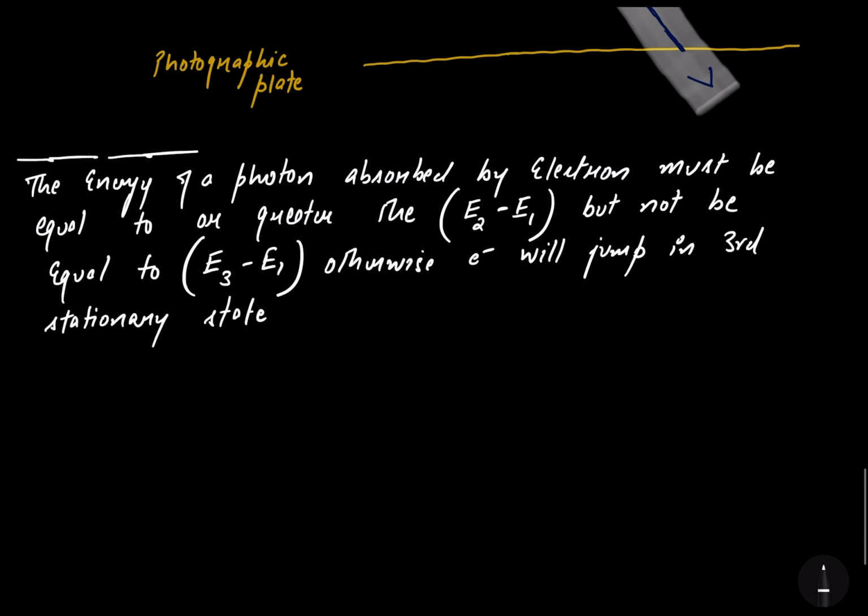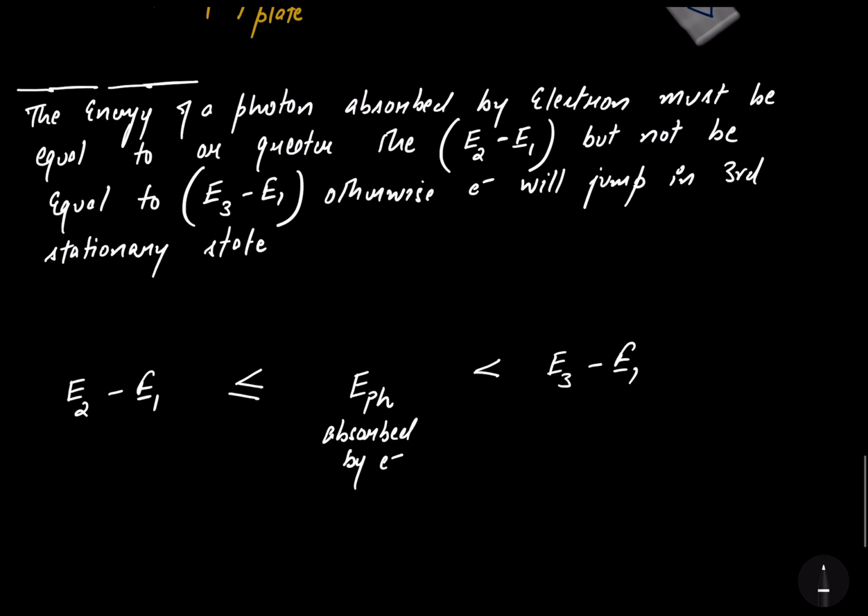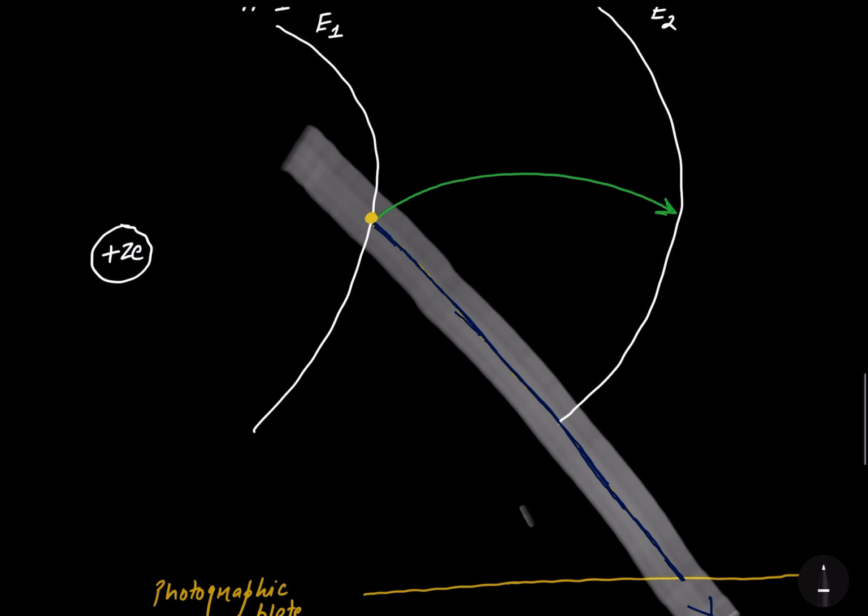So what I'm trying to say is that the photon absorbed by the electron must have energy greater than or equal to the energy difference between the second stationary state and the first stationary state, but not equal to the energy gap between the third and the first stationary state, otherwise the electron will jump to the third stationary state. So that was the topic. So that was the absorption spectra.